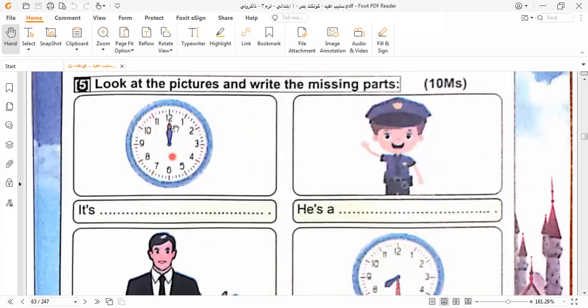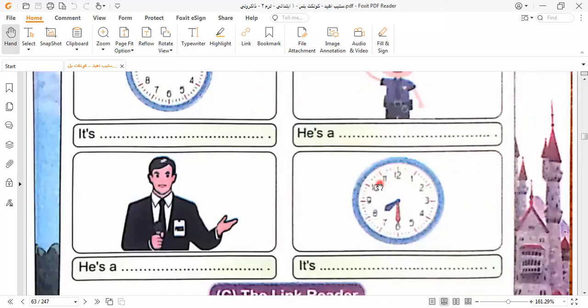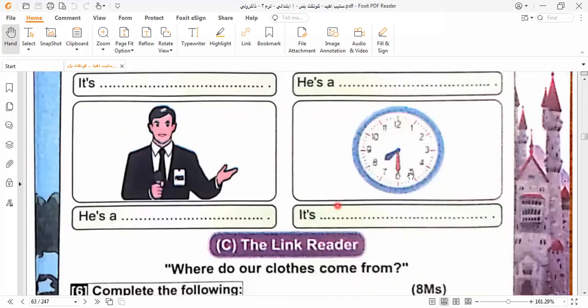It's 12 o'clock. He is a police officer. He is a journalist. It's what? It's 8:30, written like this. And I will tell you how to write it. It's easy to write. Journalist.